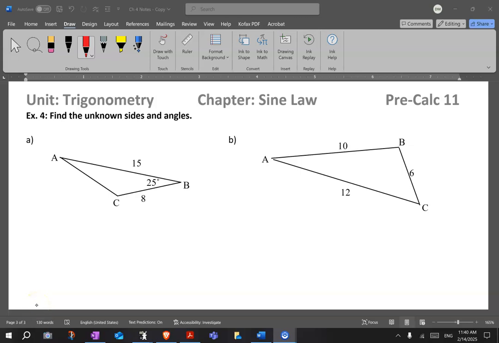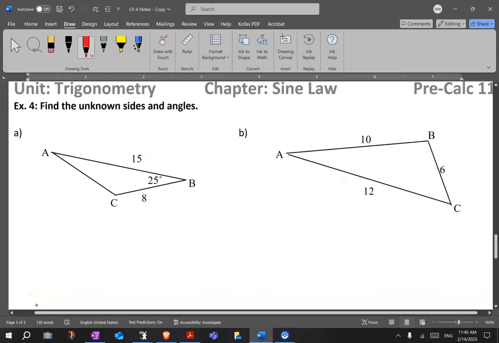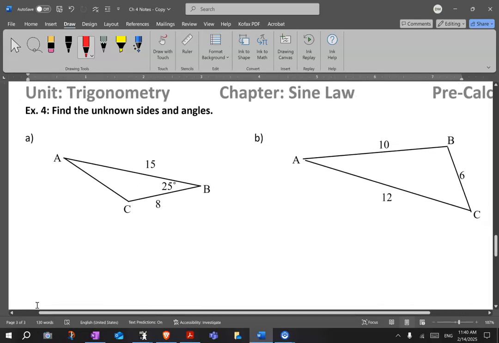Let's keep going here and do these last two. I don't know how much we can get through, but we'll give it a shot.